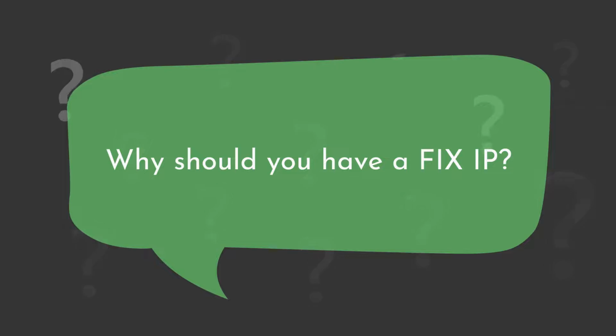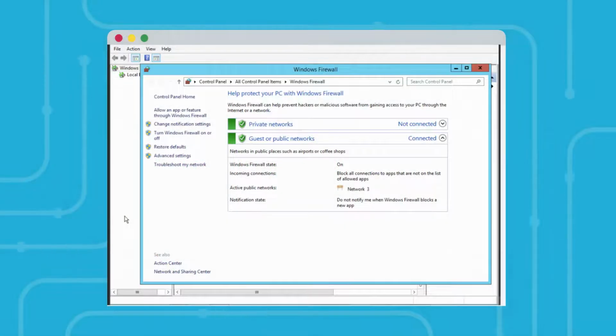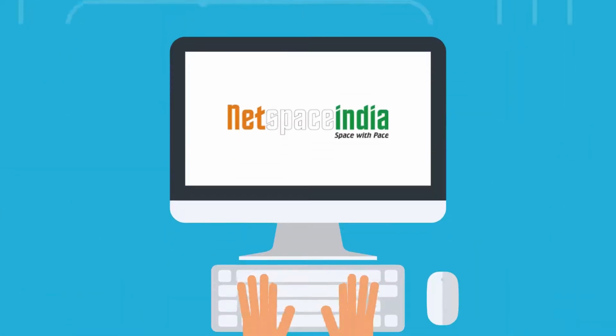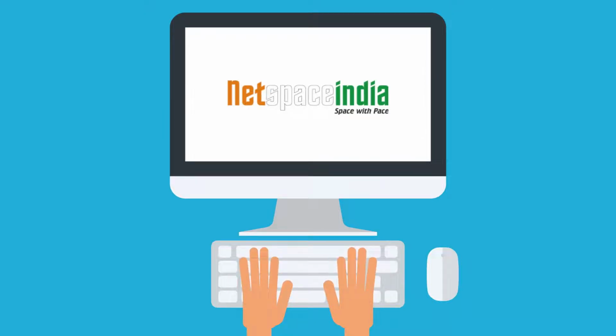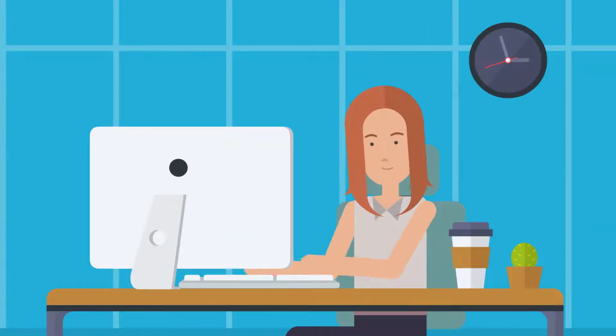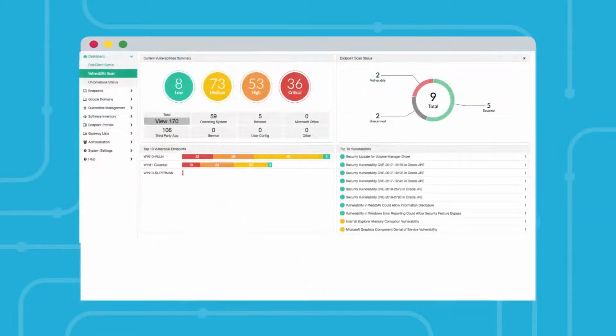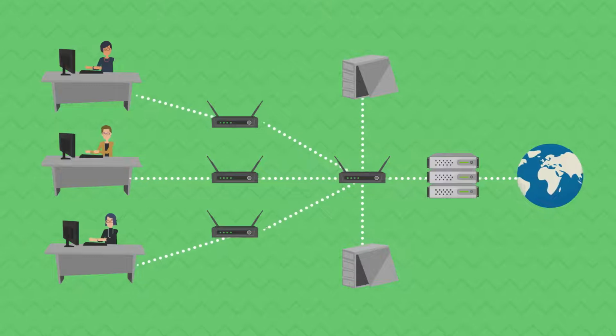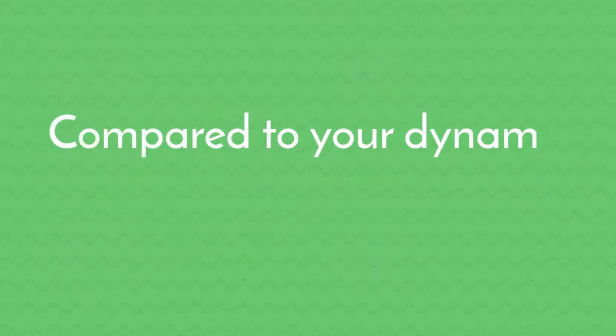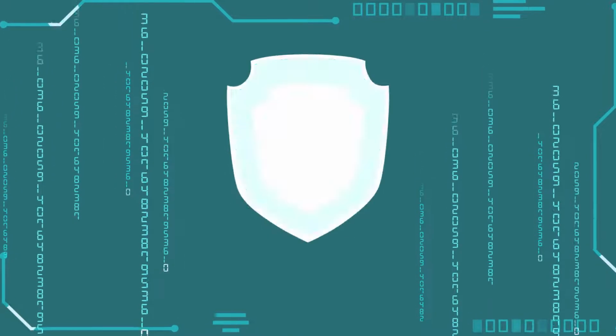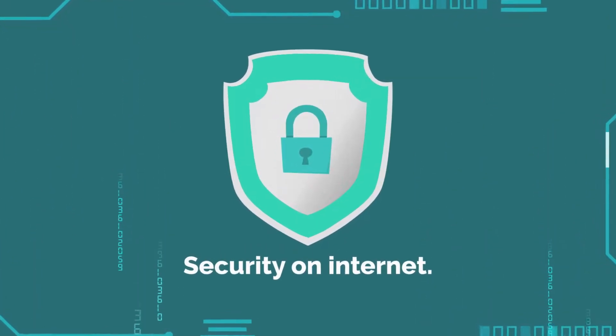Why should you have a fixed IP? You can whitelist your fixed IP addresses in the firewall to get access only to you in the online application. Work from home employees can be assigned a static IP to identify each employee with an IP address. Static IP can help you get faster DNS compared to your dynamic IP address. Your fixed IP will be provided over VPN, which gives you even more security on internet.